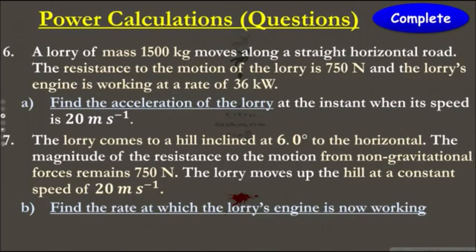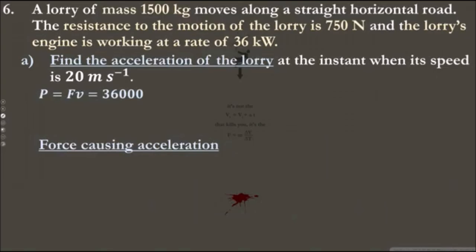The last question looks like a long question, but it's broken into 2 parts. Let's try and work it out together. In question 6, a lorry of mass 1,500 kilograms moves along a straight horizontal road. So we can have some object, a lorry moving along a road. It experiences a resistance of 750 newtons, so 750 newtons is going against it.